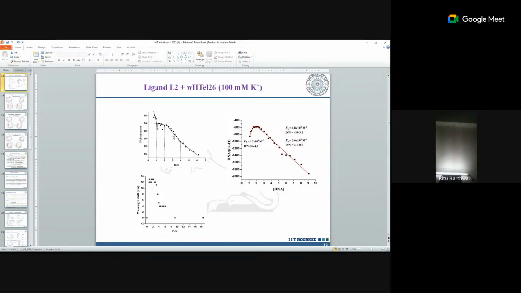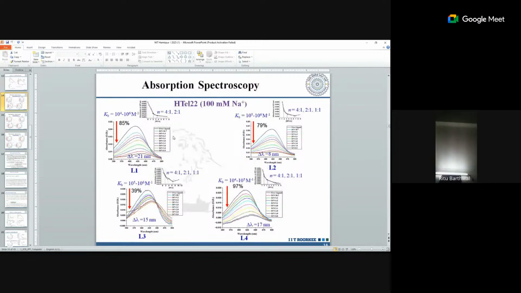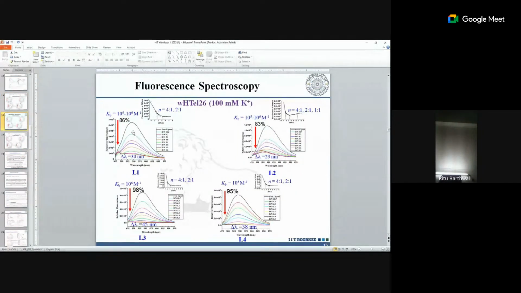Going to the next slide, 14, this is with sodium. The result, if you compare with what we got with potassium, is different. So going to slide number 15, this is fluorescence. In exactly a similar way, we are taking the fluorescence spectra of the ligand molecule and going on adding DNA. So we are doing titration. In some cases, you can see we got a shift of 30 nanometer or 38 nanometer and so on. This is another result with sodium, with similar results.